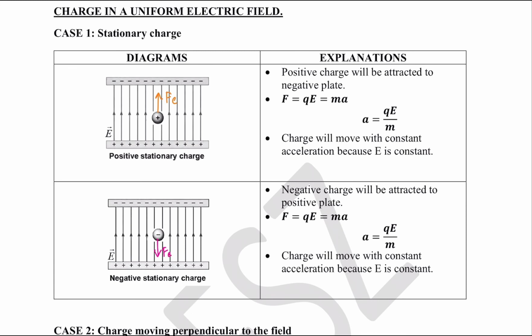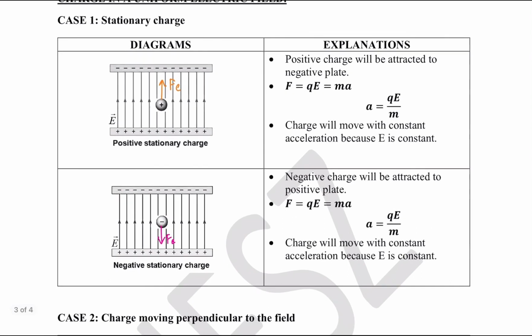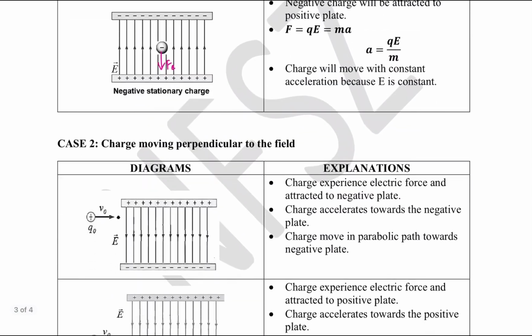Okay, so F equal to QE equal to MA. So, dia akan bergerak sama juga ke arah positive plate dengan constant acceleration. Kenapa constant acceleration? Because E is constant. So, Q dengan M ni akan constant sentiasa. So, E, because E is a uniform electric field between the plates. So, A ni pun akan jadi constant juga.